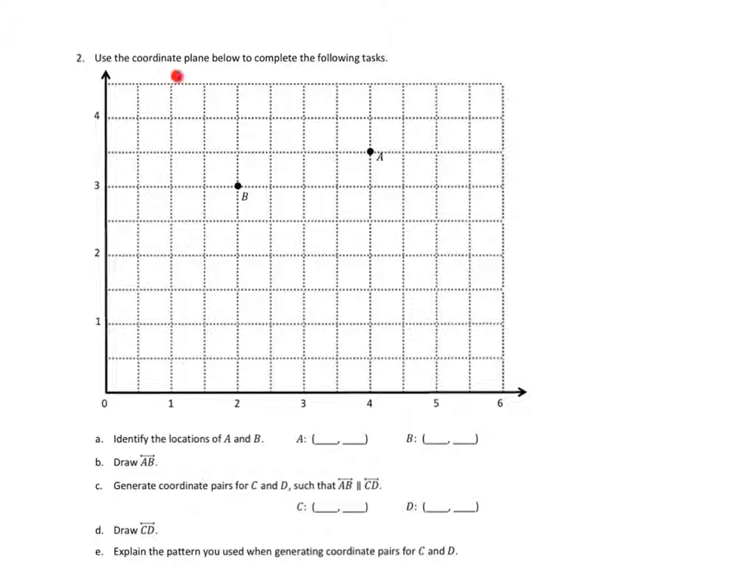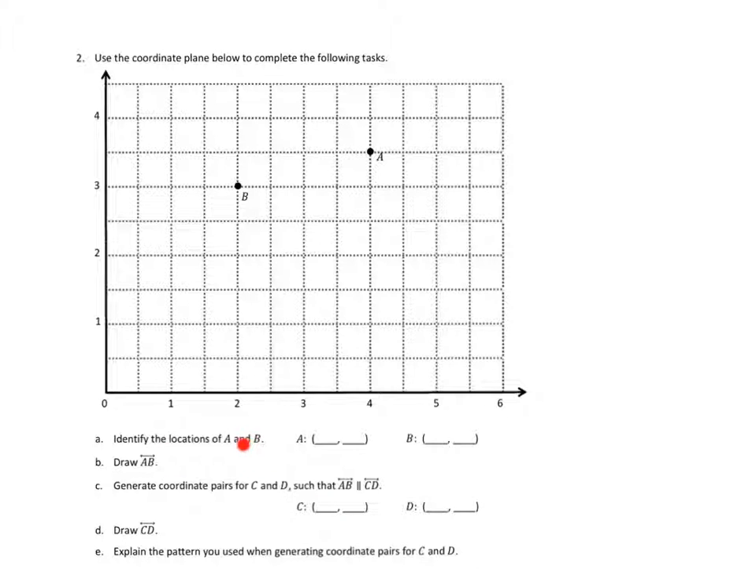Number 2 says, use the coordinate plane below to complete the following tasks. So let me just look first at my coordinate plane. My x-axis is here. I'm noticing my whole units skip every 2 boxes, so it must be 1/2, 1, 1.5, so all the way out here to 6. And then my y-axis looks like it's the same thing, 2 boxes on the grid for every 1 whole unit. 1, 2, 3, 4.